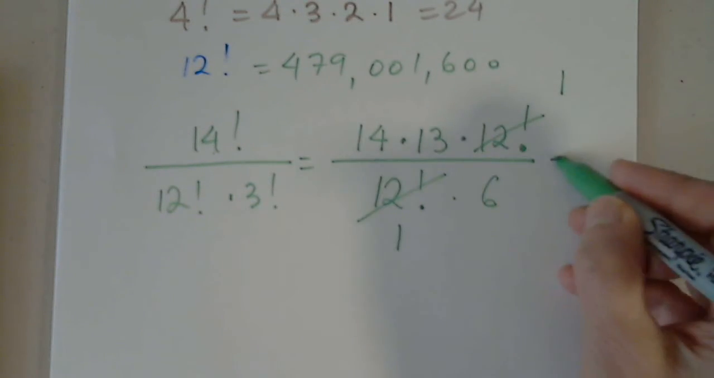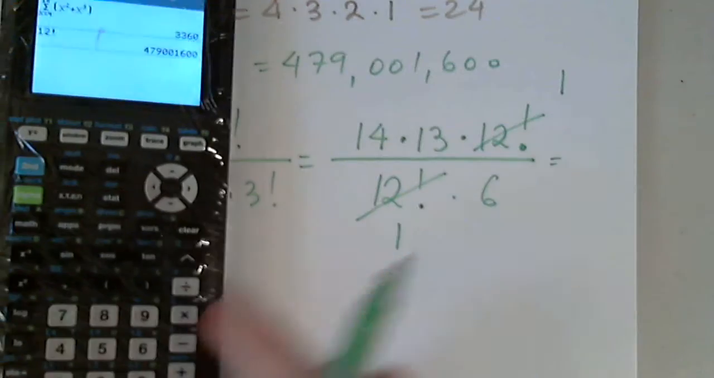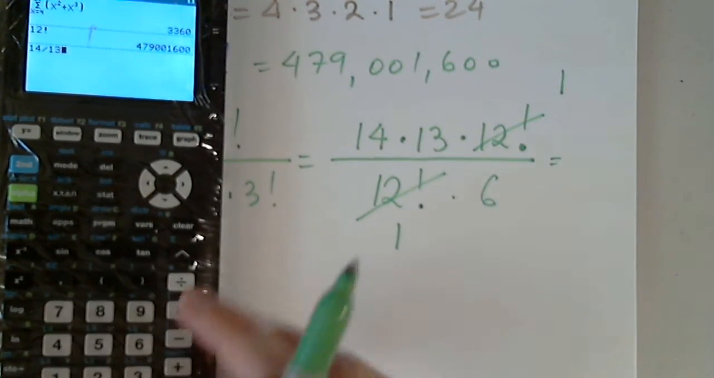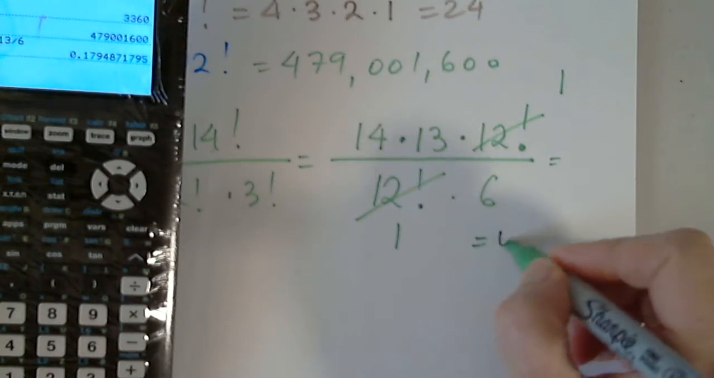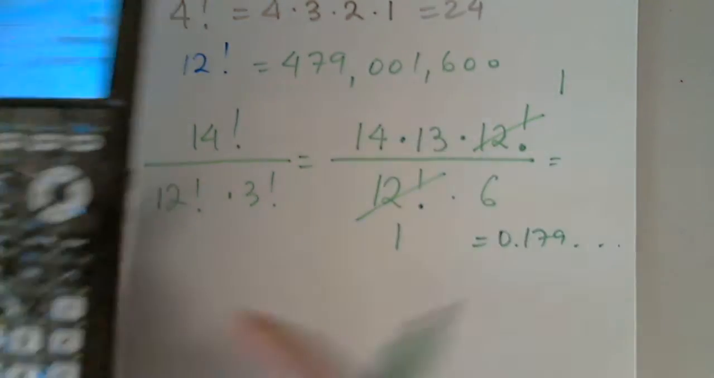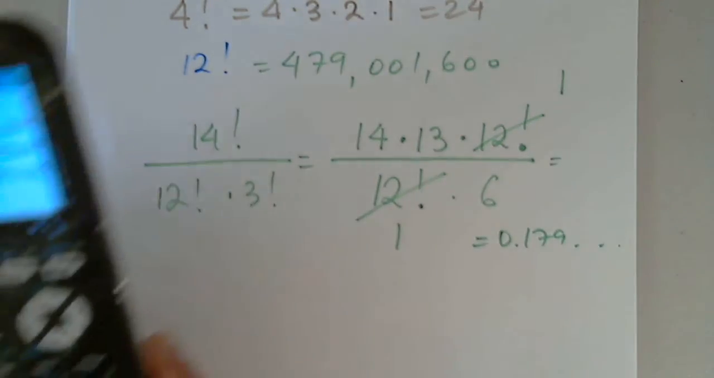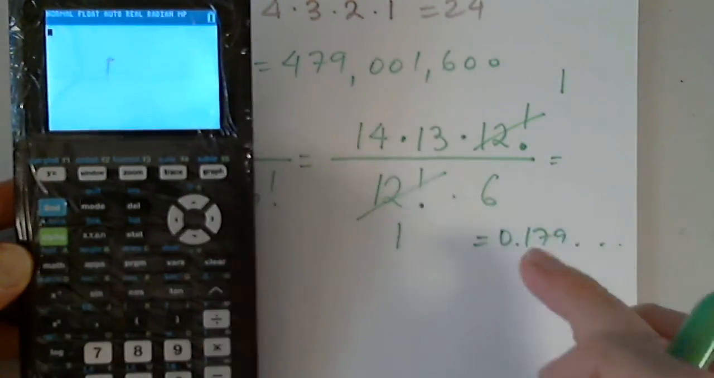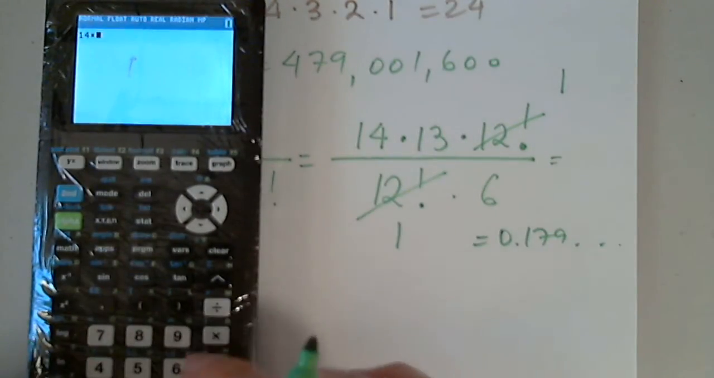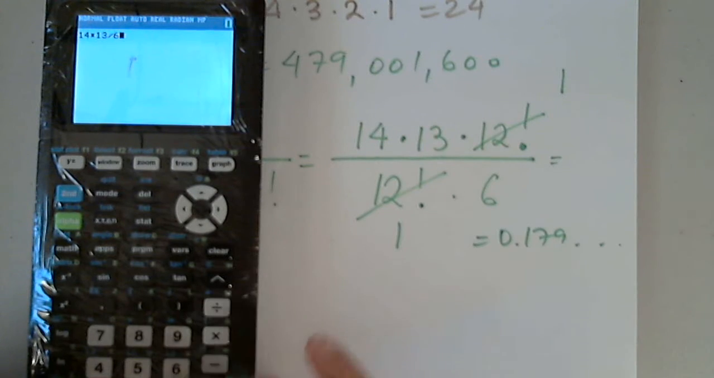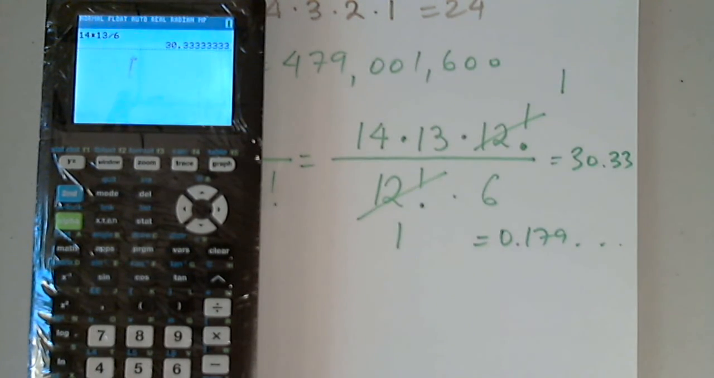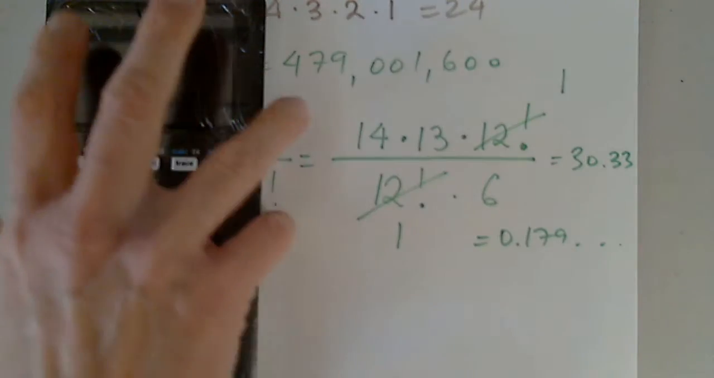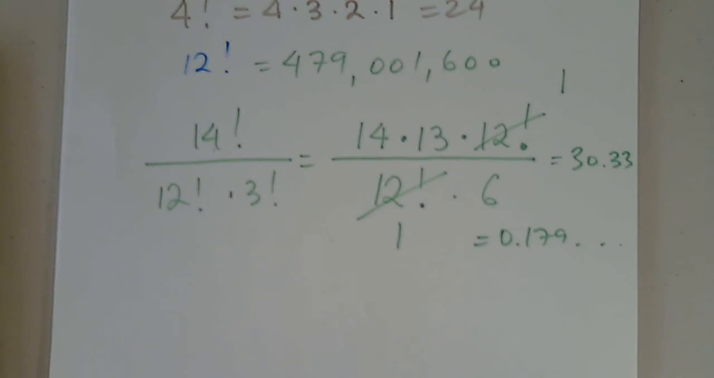And now the whole thing is very simple. I have 14 times 13 and divide by 6. Done. And that is 0.179 blah, blah, blah. Oh, how can it be? I used the division symbol twice. Sorry. 14 times 13 divided by 6. So it's 30.33. So that's the way we simplify.